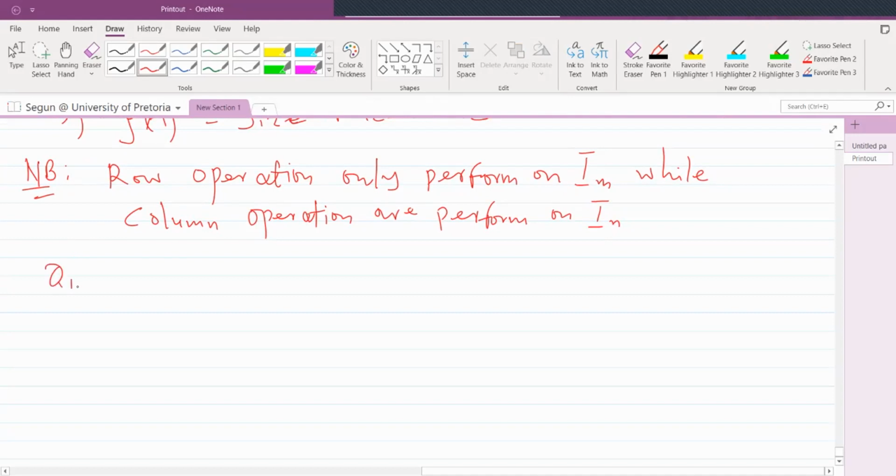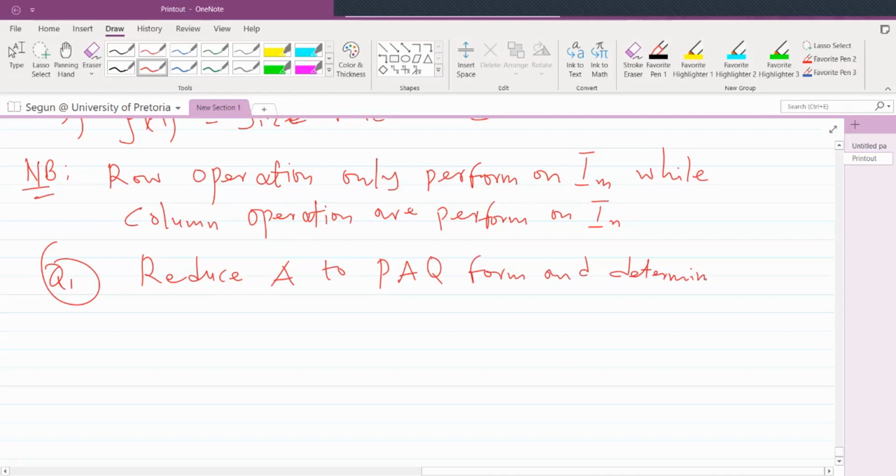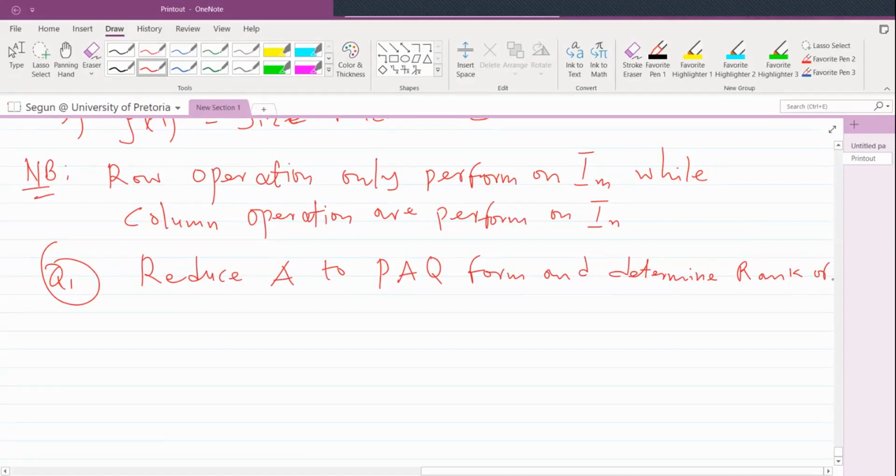Question 1 says: reduce A to PAQ form and determine the rank of A.